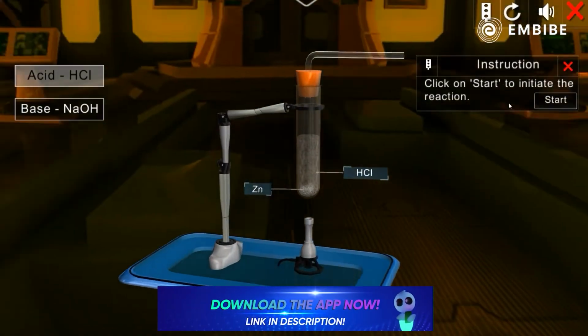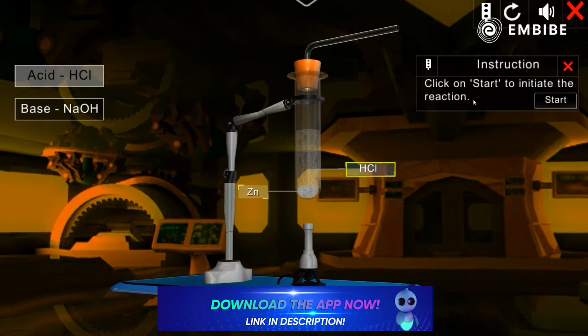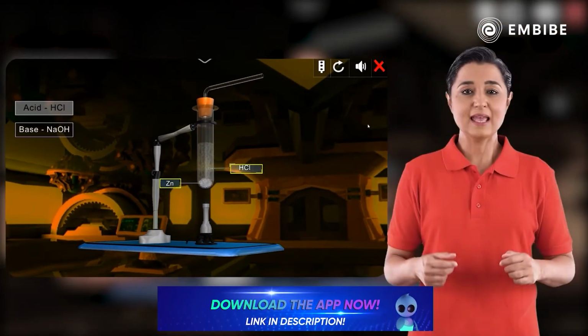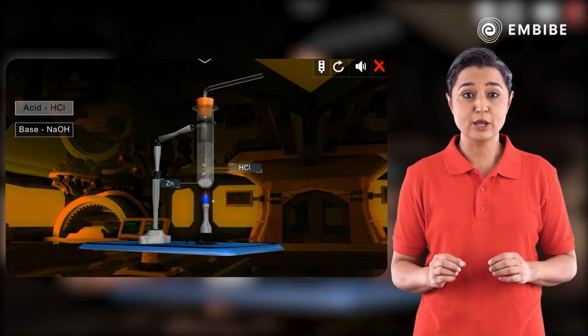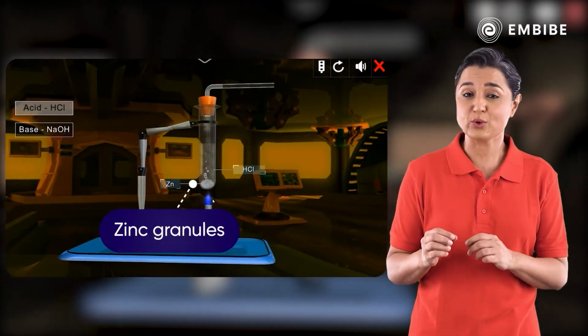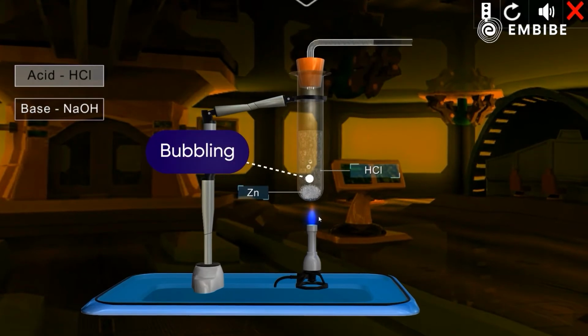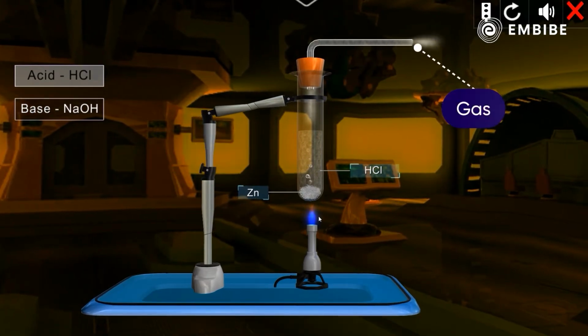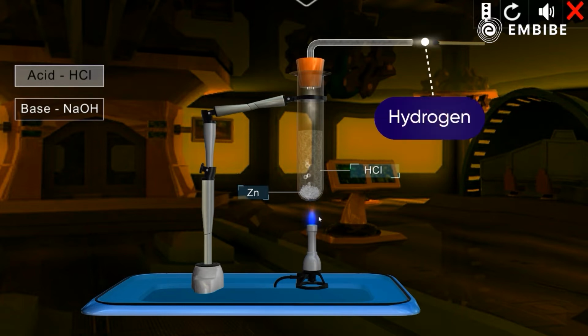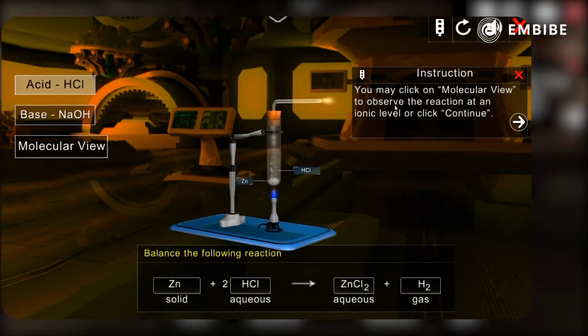Let us now study how HCl reacts with zinc metal. Heat a test tube filled with dilute HCl to which some zinc granules are added. You can observe bubbling, indicating the formation of gas. Now bring a lighted matchstick close to the mouth of the bent tube. The matchstick extinguishes with a pop sound, indicating that the gas is hydrogen.